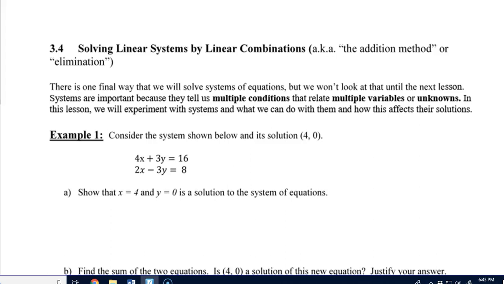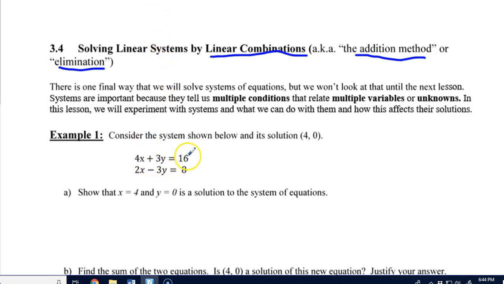In this recording, we're going to set the stage for solving linear systems by a technique called linear combinations. You're going to see that known by other names, addition, or also elimination. I kind of like the name elimination because we're eliminating a variable by doing some algebraic manipulation. So today's lesson is just going to set the stage for how we can use some of that algebraic manipulation and why it works.